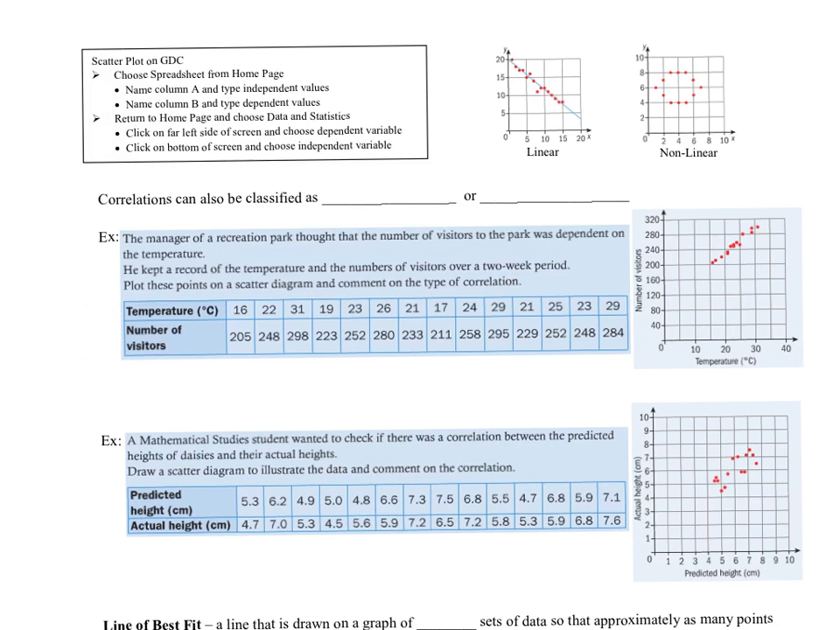In your homework, you will be graphing some sets of data and looking for correlations. You will be doing some graphs by hand, but I want you to be aware that you can also do scatter plots on your graphing calculator. So I have the list of steps here for doing that.